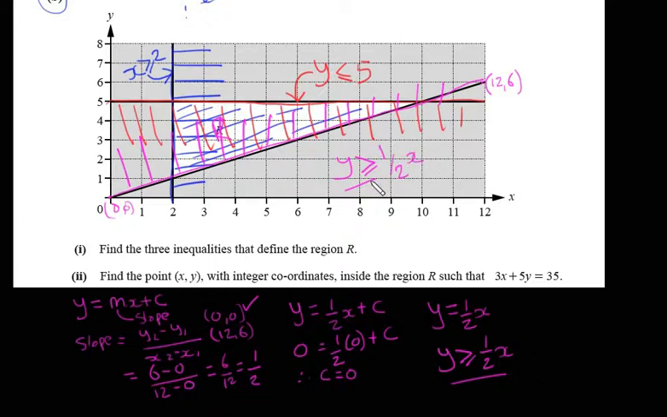So we have our first inequality, x is greater than or equal to 2. We've got the second one, y is less than or equal to 5, and we've got the third one, y is greater than or equal to half x, and that is what creates this region R.